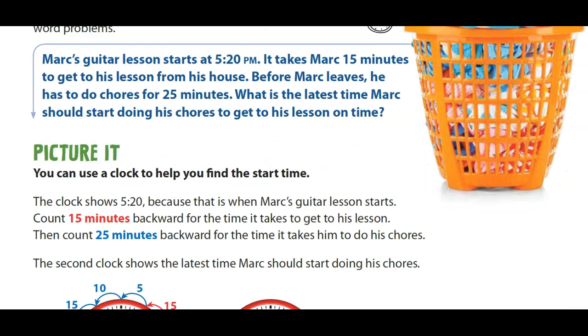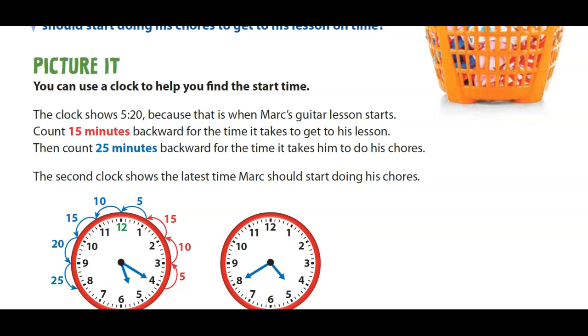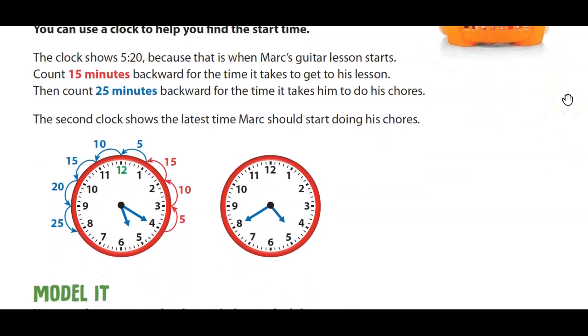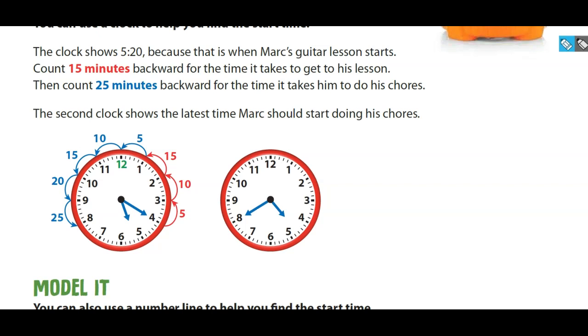It says you can use a clock to help you find the start time. It says the clock shows 5:20, and that's right here, is when Mark's guitar lesson starts. Count 15 minutes backwards for the time it takes to get to his lesson. So they went 5, 10, 15. And then what do they do again?